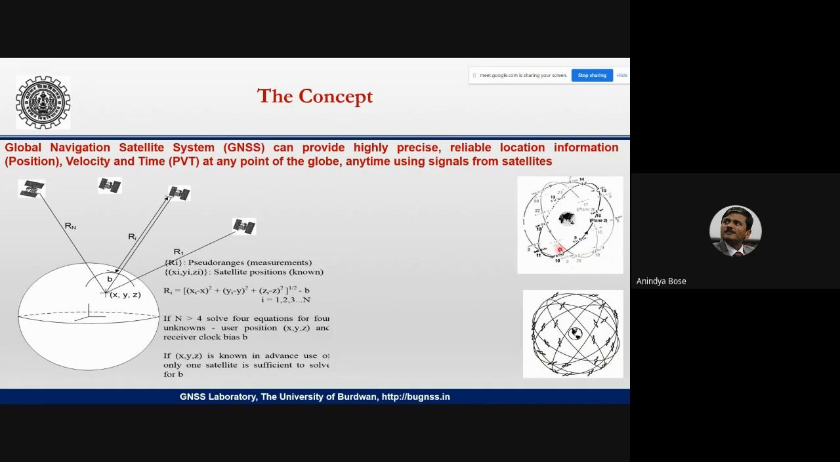Or this is the constellation structure for GLONASS. The satellites are placed in 3 orbits. Here the satellites are placed in 6 orbits. I think other people will talk more about this. I will give the basic flavor.